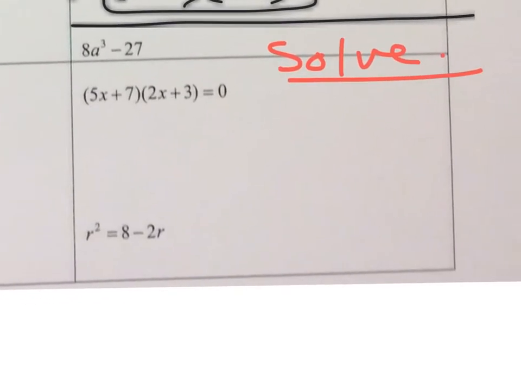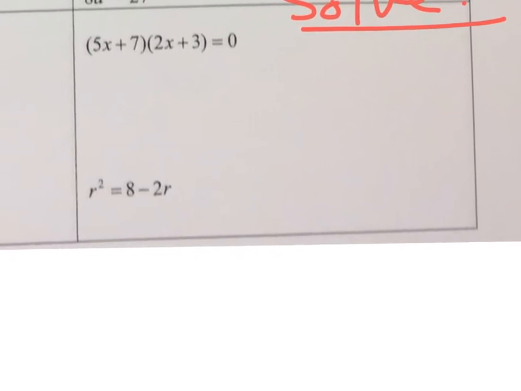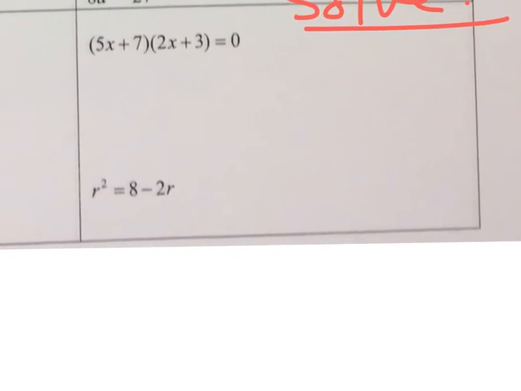So this first problem that I've got here, 5x plus 2 times 2x plus 3 is equal to 0, that's like the first kind of problem you had in your homework last time. We've got a times b equal to 0. So all we have to do is apply the zero factor property and set each factor equal to 0, and then solve.